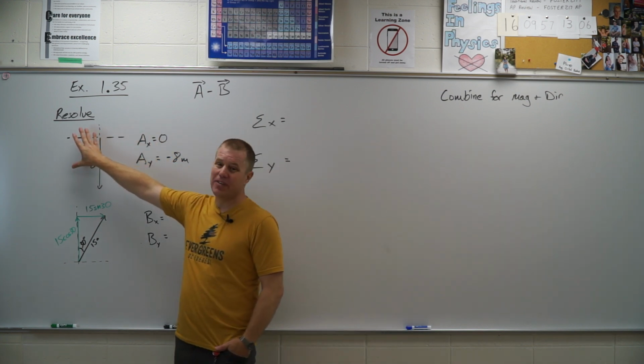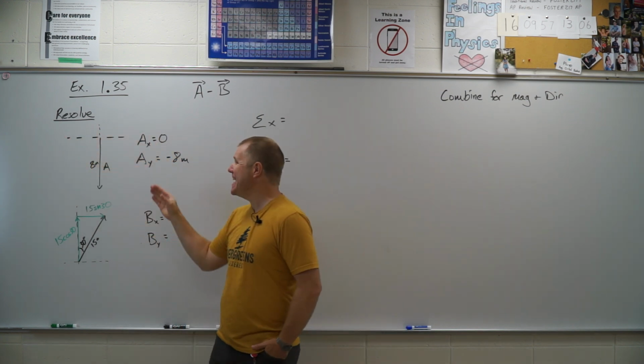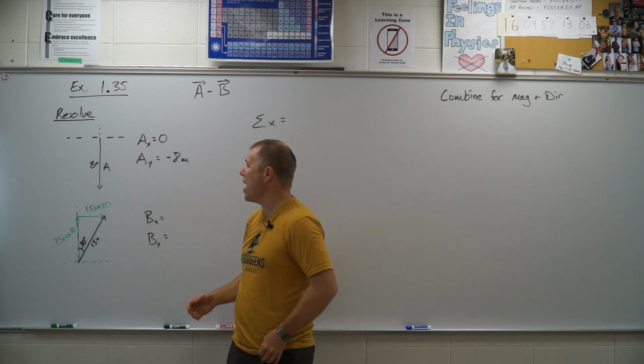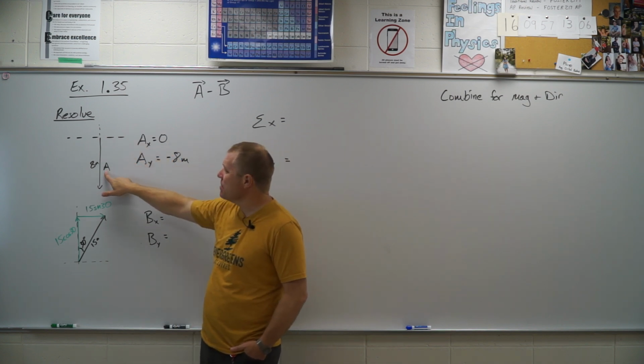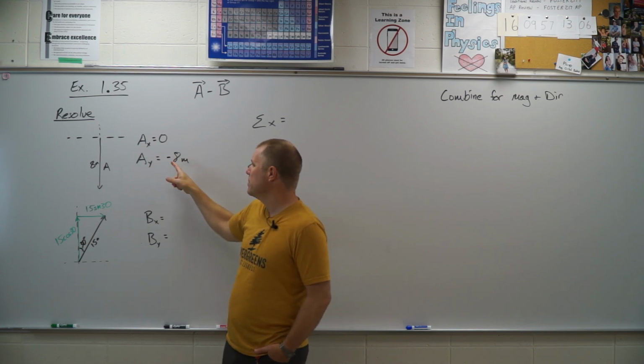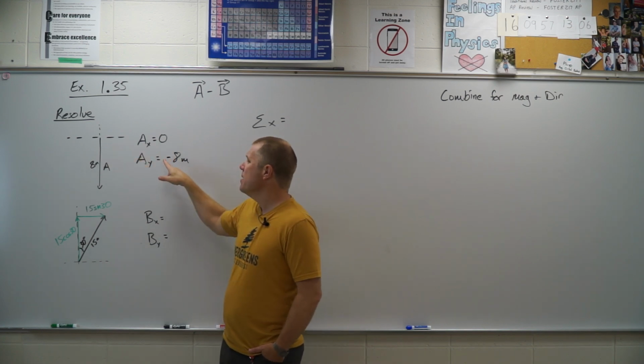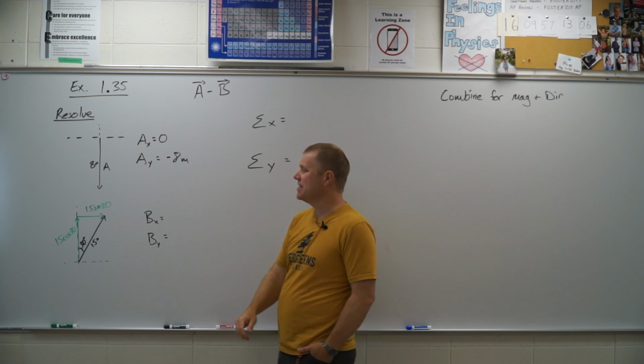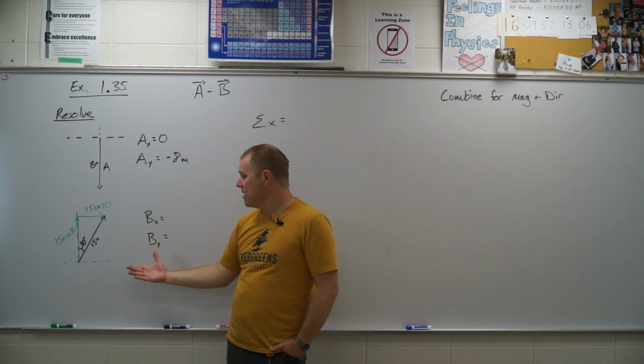All right, so the first step is the same. We need to resolve each of the vectors that we're going to subtract into components, same as we would when we're adding them. So we see that the A component is straight down, so there is no X component, and the Y component is the full length, 8 meters, but it's pointing down, so we need to put the negative sign on it.